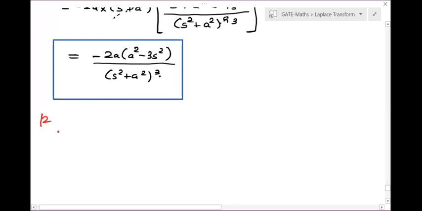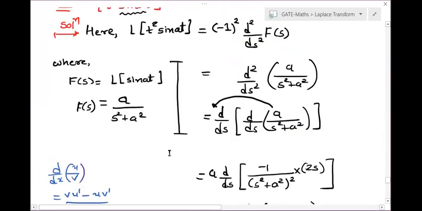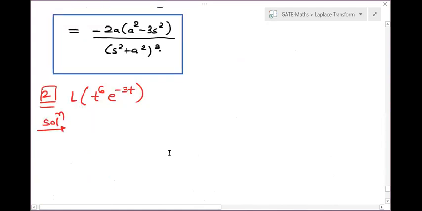Now for the second question, it is Laplace of t to the power 6 e to the power minus 3t. So identify the property and type in chat box which property we should use over here. If you are going to use the multiply with t to the power 6 property, you have to find its differentiation 6 times. Minus 1 to the power 6 and differential of e to the power minus 3t 6 times. Definitely you will get your answer. But this process will become cumbersome, isn't it?